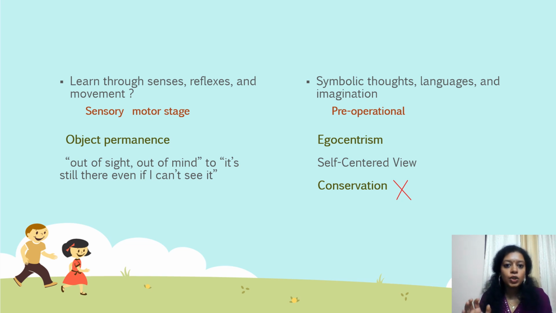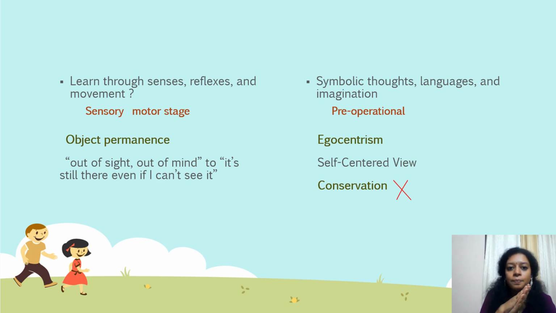If a child sees two equal rows of blocks and then one row is spread out to look longer, the child may believe that the longer row has more blocks, even though both rows still have the same number. Did you get my point? Conservation develops in the concrete operational stage, the third one.